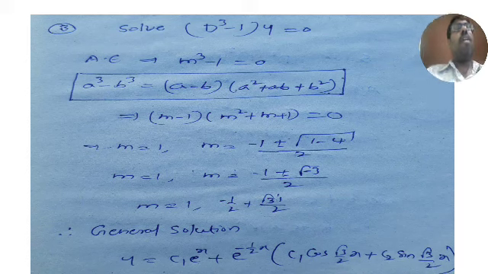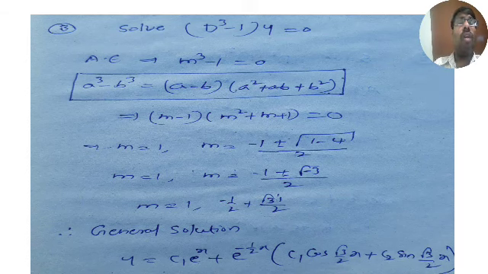So this is my third problem. What is that? Solve D cube minus 1 of y is equal to 0. What is the order? The order of the given differential equation is 3. Once the order is 3, how many roots are there? The roots are 3. If you find those 3 roots, then you can easily write the general solution. So our target is to find the roots.